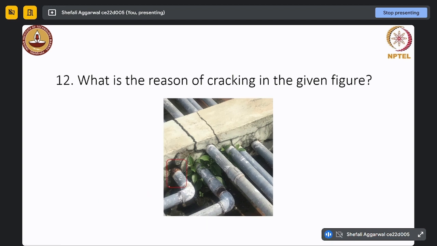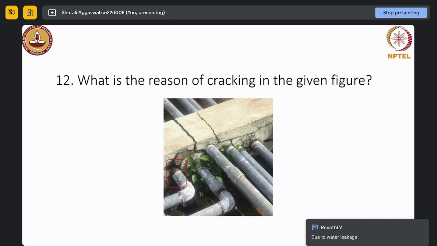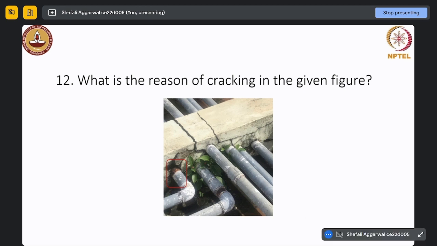See, first thing you can see from the figure itself that this pipe is corroded from this point. So if corrosion is there, expansion will be there and it will cause cracks. So first is this corrosion of pipe will cause the cracking due to water leakage. Okay. So due to water leakage, what is happening in this case? Water is leaking. Because of that, there is some vegetation.